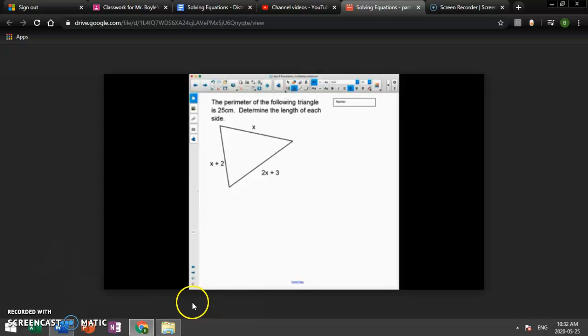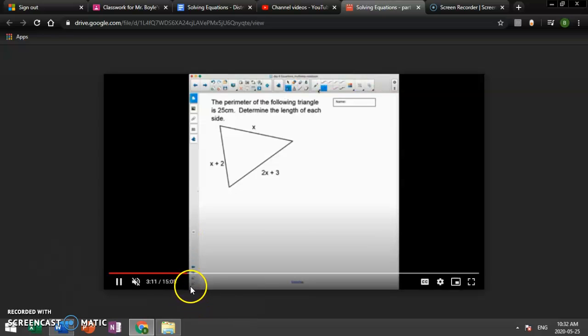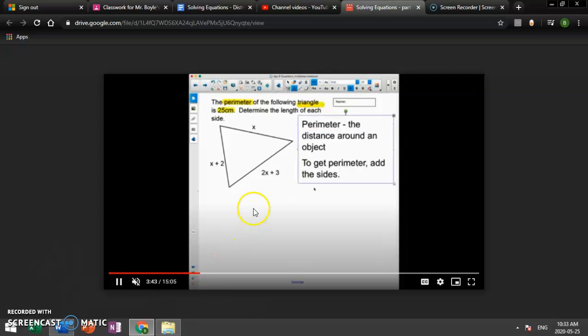In case you don't remember from earlier grades, perimeter is the distance around something, around a shape, around a yard, around whatever. So in order to find that, the equation is we add all 3 sides together. So that would look like x plus (x plus 2) plus (2x plus 3), right? All 3 side lengths, and it equals 25. We know that, 25 centimeters.